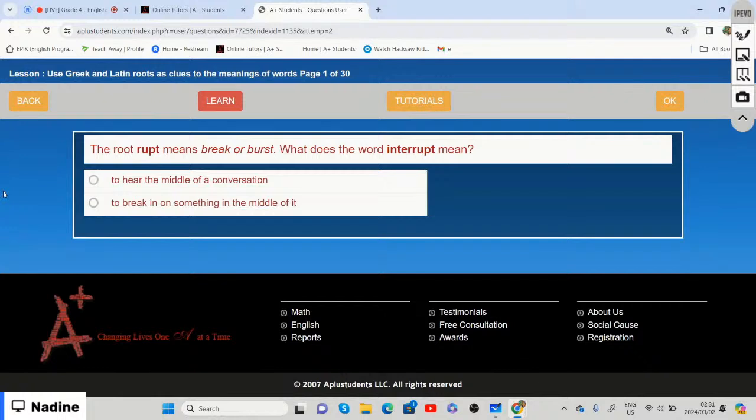All right, so if we look at the word interrupt, remember we said that the root rupt means to break or to burst, right? But now they want to know, what does the word interrupt mean? Does it mean to hear the middle of a conversation? Or is it to break in on something in the middle of it? Is it option one or option two?